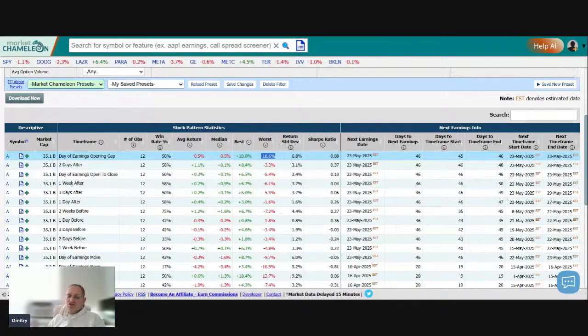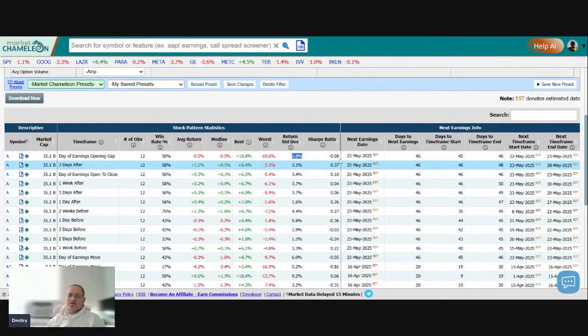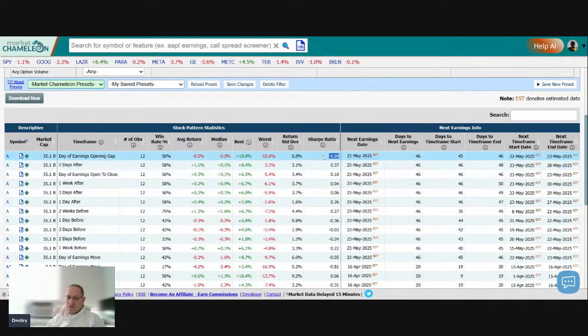The standard deviation of the moves around the average is 6.8. And the Sharpe is just taking your average return divided by the standard deviation. Okay, so in this case, it's negative because the average returns were negative. So that quickly gives us an idea of the behavior of Agilent at the opening. That's how it behaved at the opening.